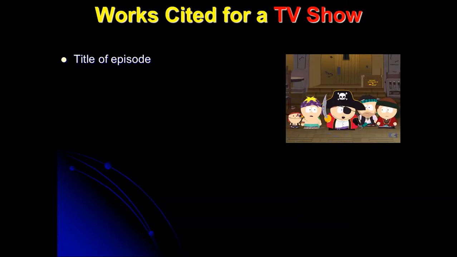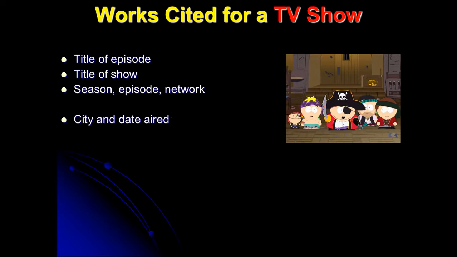For a TV show, you need the title of the episode, the title of the actual show, the season, the episode, and the network that it's on. And now there's 2 other variants depending on how you watched it. If you watched it on TV, you would need to include the city and the date that it aired. If you watched it on something like Netflix or Hulu, you would want to include the date that you watched it and the name of that service or website.